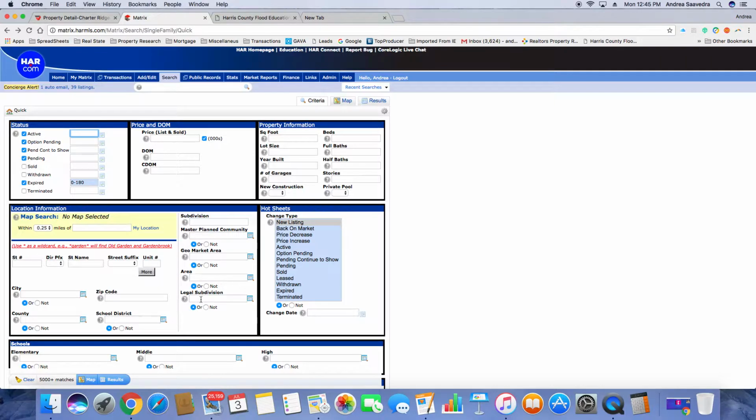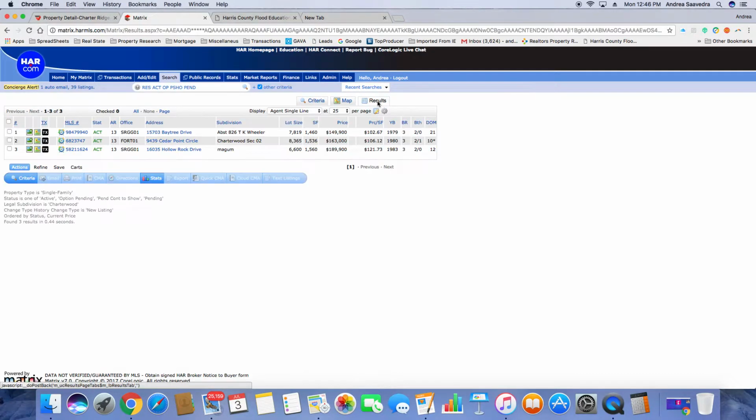And instead of going to my legal subdivision, just Charterwood. And I want to get all of those properties, which are active, option pending, pending, continue to show, and pending, okay? First, I'm gonna check that. So I do have 3 properties.